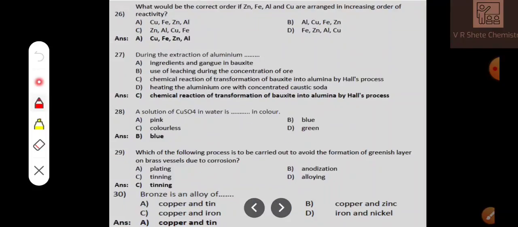Next, what would be the correct order in increasing order of reactivity? Copper, iron, zinc and aluminum. This is the increasing order.